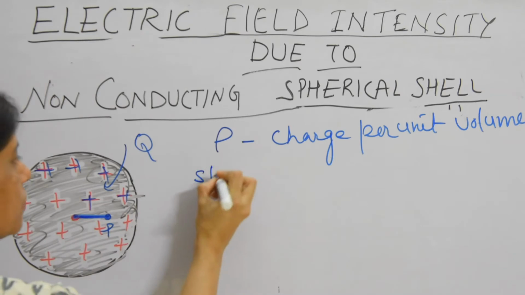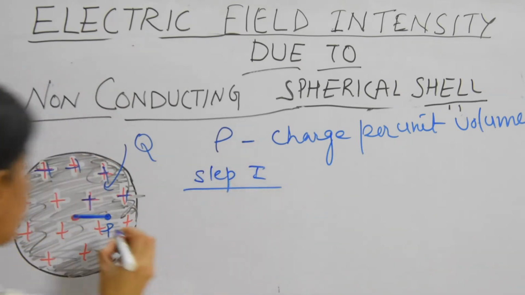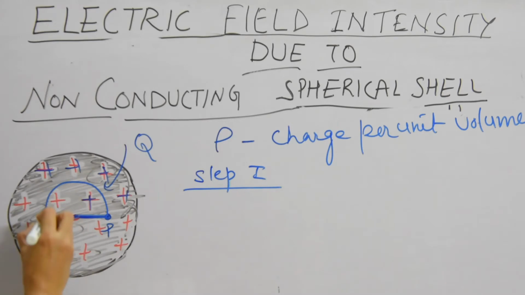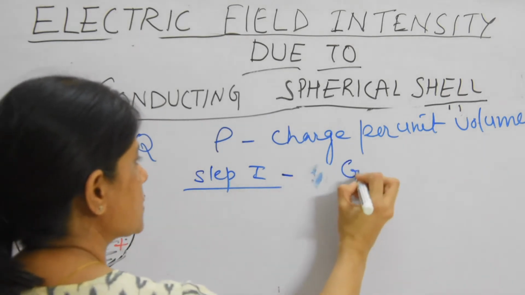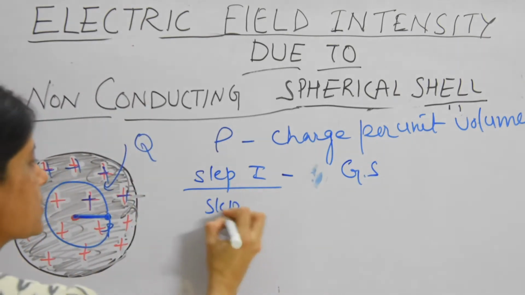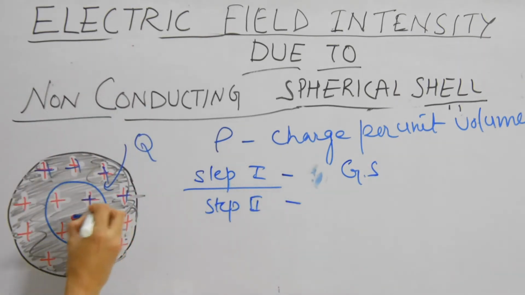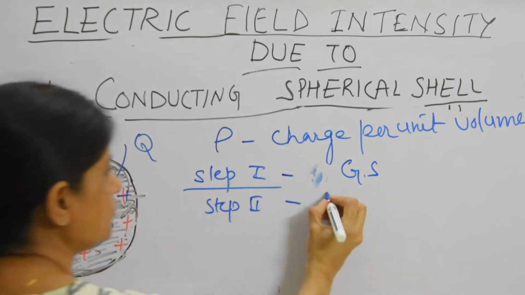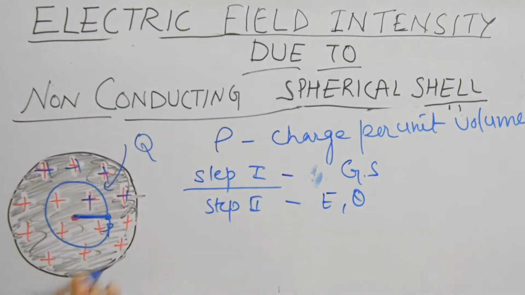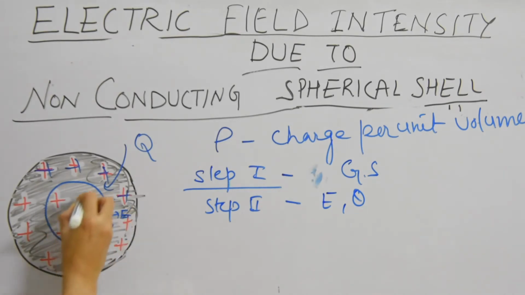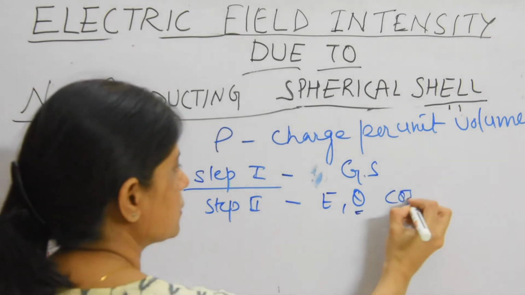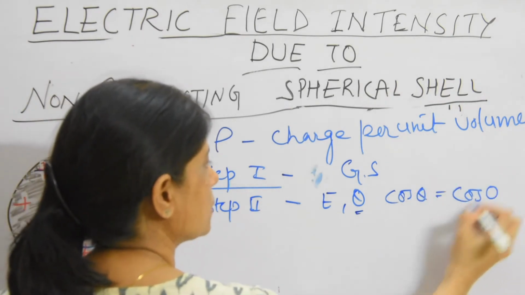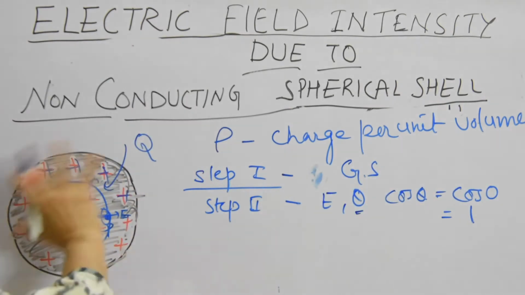Step number 1 is we have to imagine a Gaussian surface, which should be closed. Step number 2, as we have done so many times, is that it should have symmetry of E and theta. The value of E would always be radially outward, and theta is always 0, so cos theta is cos 0, that is 1. So we have seen the symmetry.